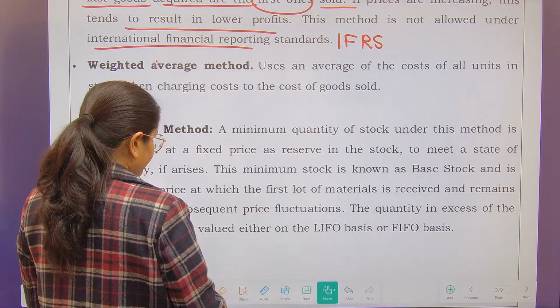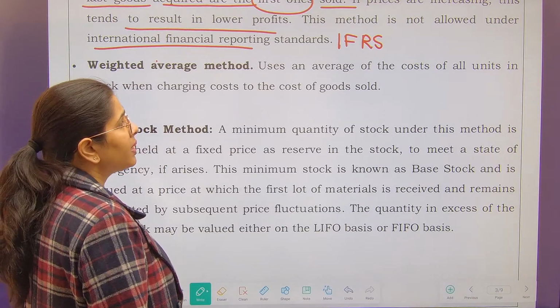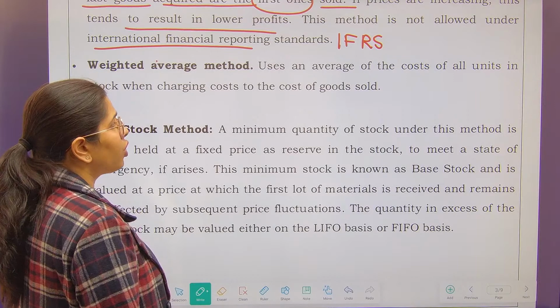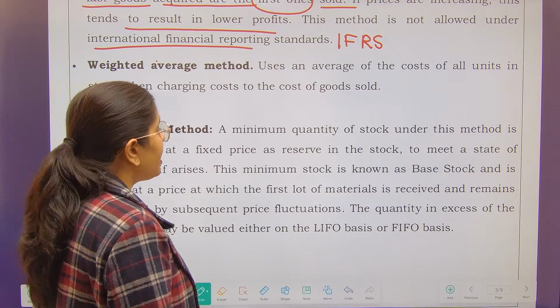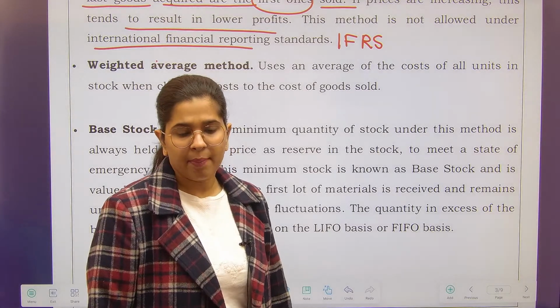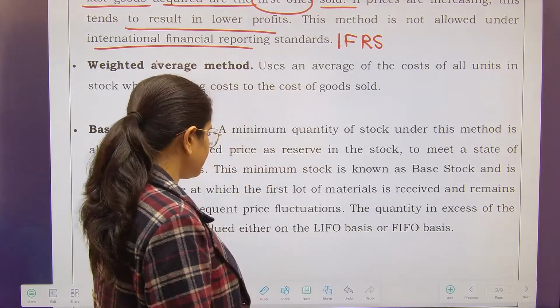Now next thing, see. Weighted average method. Weighted average means it uses an average of the cost of all the units when charging cost to the cost of goods sold. Now weighted average method means you are finding the average, but you are also giving weights to it.